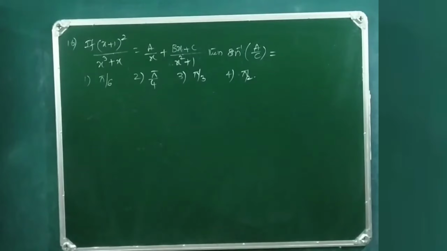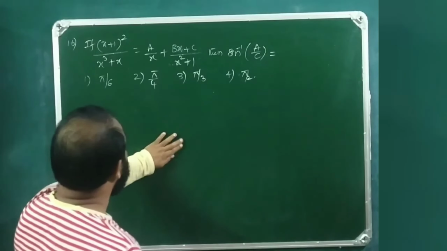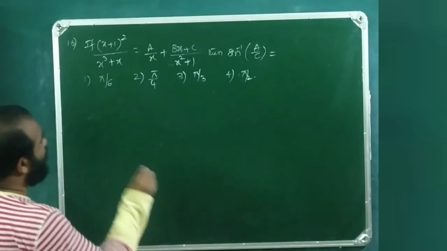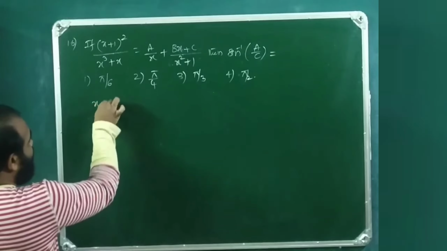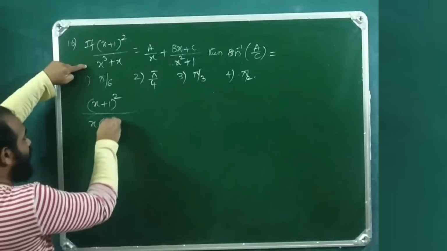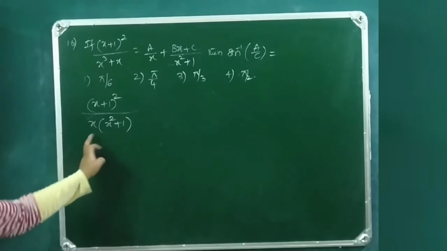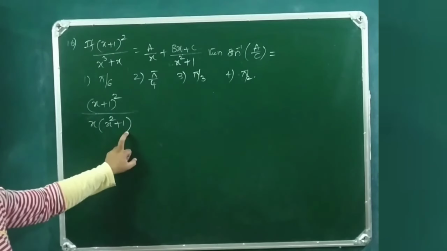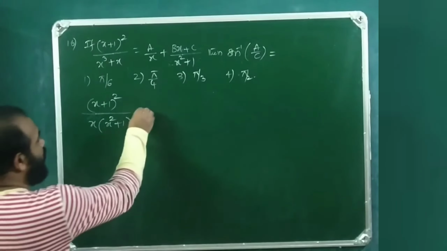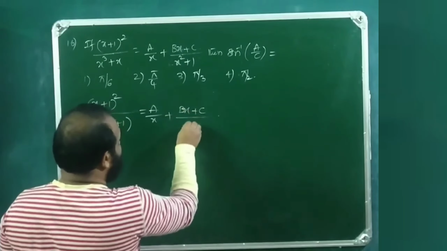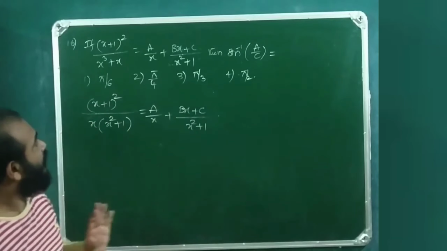If (x plus 1) whole square by (x cube plus x) is equal to a by x plus (bx plus c) by (x square plus 1), then sin inverse of a by c is what he is asking. So given that (x plus 1) whole square by (x cube plus x), take x in common, then x into (x square plus 1). The denominator contains a non-repeated linear factor and an irreducible quadratic factor, type 1 and type 3. So a by x plus (bx plus c) by (x square plus 1). This is what is given.